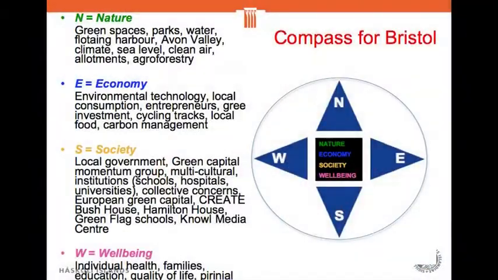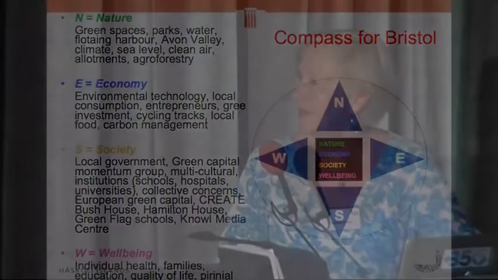Okay, so we could think about a compass for Bristol. What are the issues we would look at? Green spaces, parks, for nature; for economy, it could be local food, carbon management. In the society, the local government, which is leaps and bounds ahead of other local governments. It could be the green flag schools, or for the well-being, individual health, families, education, standards, quality of life.